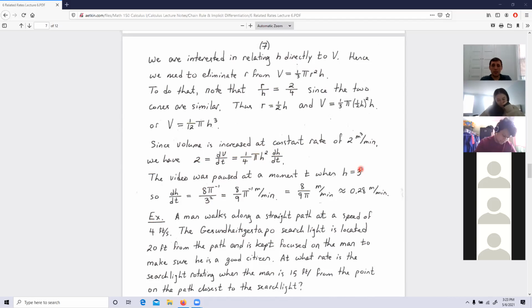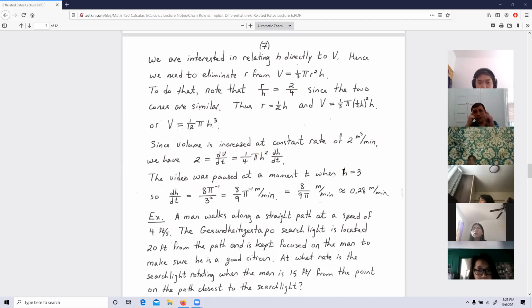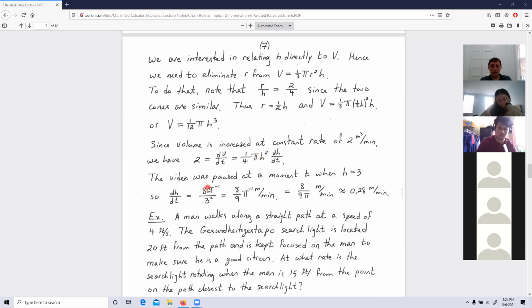Now h is 3 for the purpose of my problem. h is 3. I'm interested in the rate of change of the depth when the depth is 3. So what do I have here? I have 8, and this is pi inverse. In other words, it's 8 over 9 pi. I mean, 3 squared is 9, so it's 9 pi. So it's 8 divided by 9 pi, and if I simplify, it's about 0.28 meters per minute. Good?